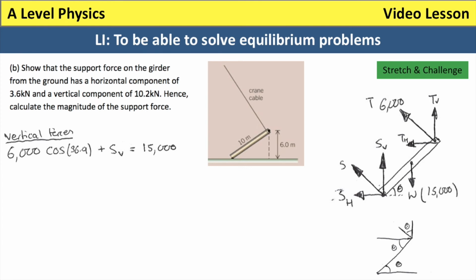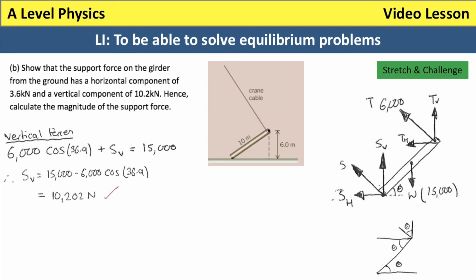So the tension going upwards is 6,000 cos theta. We have to add to that the vertical component caused by the support force, and that has to equal the total force going downwards, which is 15,000 newtons. So a little bit of simple rearranging there tells us the vertical component of the support force is 10,202 newtons.